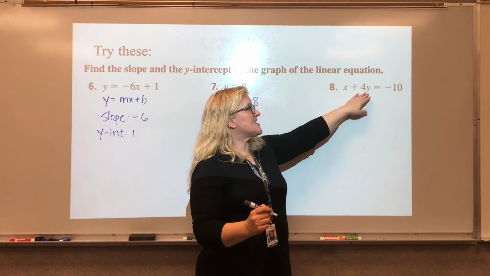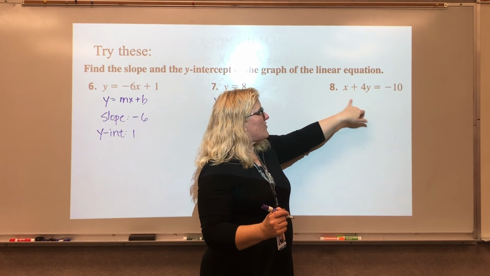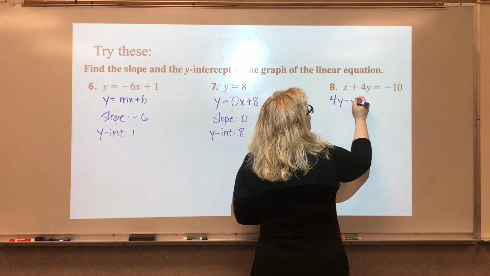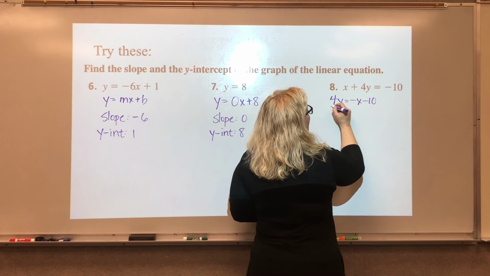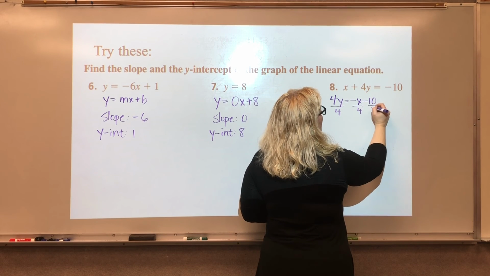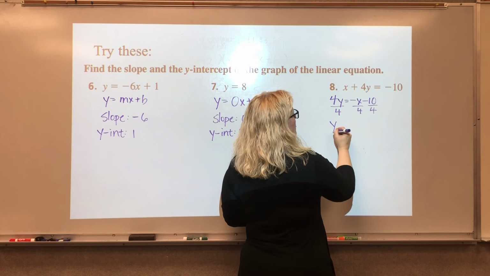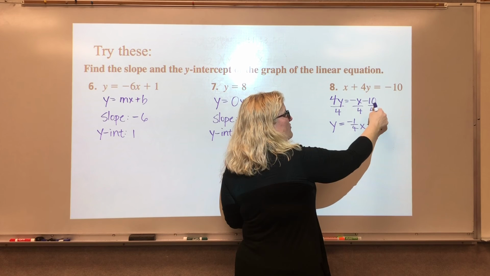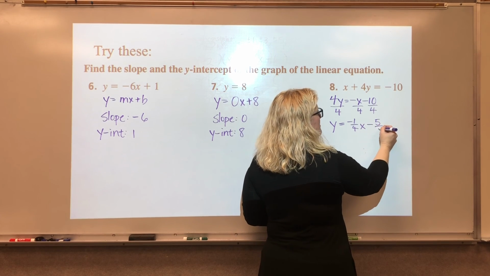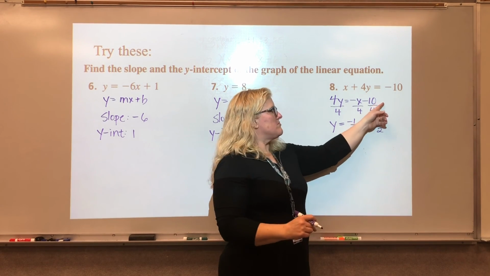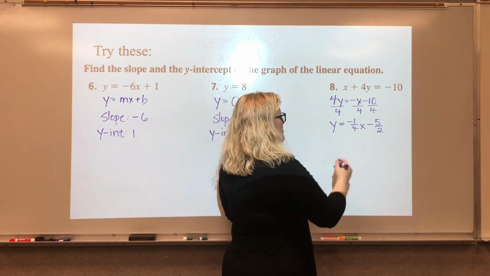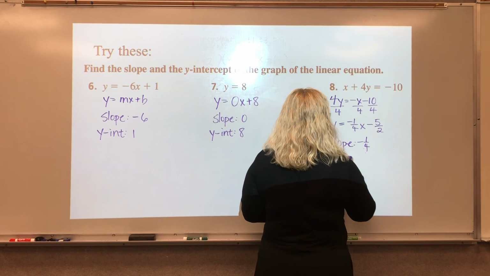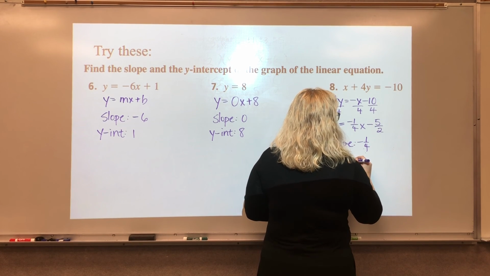And over here, again, I need to get y by itself. So I'm going to move x to the other side and change the sign. So I have 4y equals -x minus 10. And then I need to divide everything through by 4 to get y by itself. So y equals -1/4 x minus 10/4, which is the same thing as 5/2, right? When I simplify that fraction. So now my slope is -1/4, and my y-intercept is -5/2.